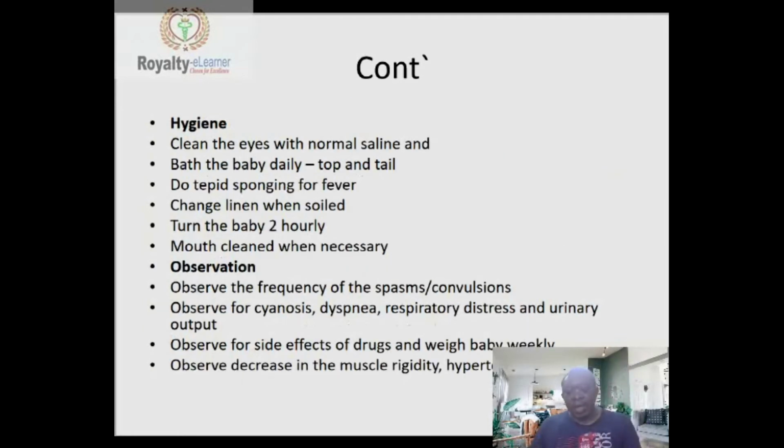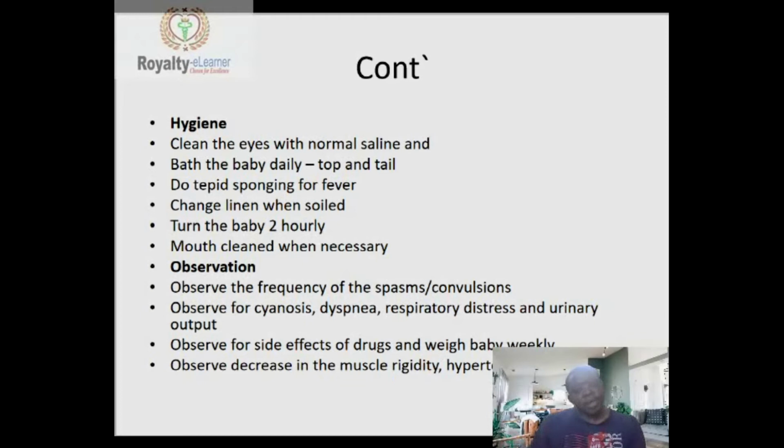Let us now look at hygiene. You have to clean the eyes with normal saline and bath the baby daily, top and tail, to prevent hypothermia. You have to do tepid sponging in case of fever and change the linen when soiled. You can turn the baby and feed the baby regularly, and clean the mouth when necessary.